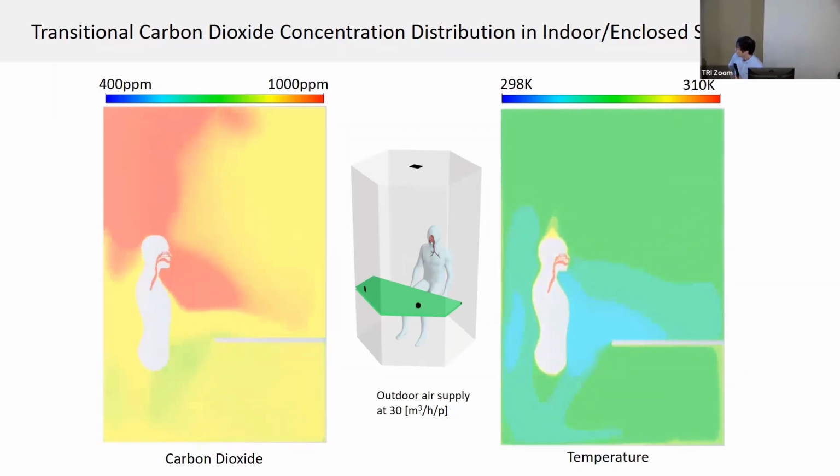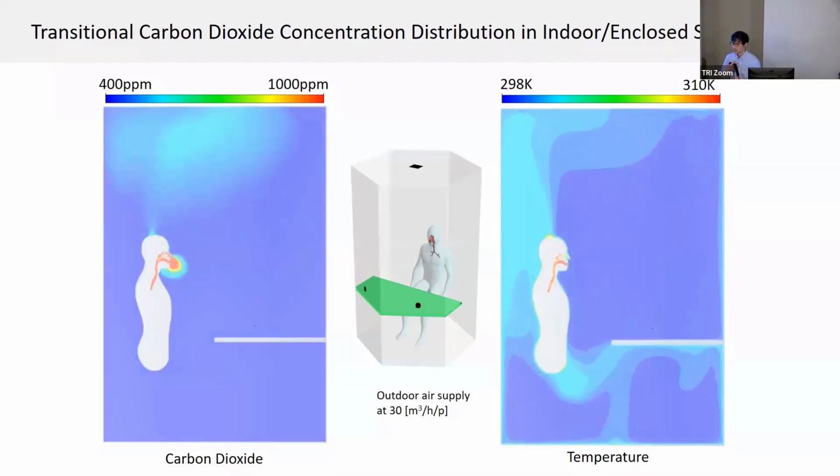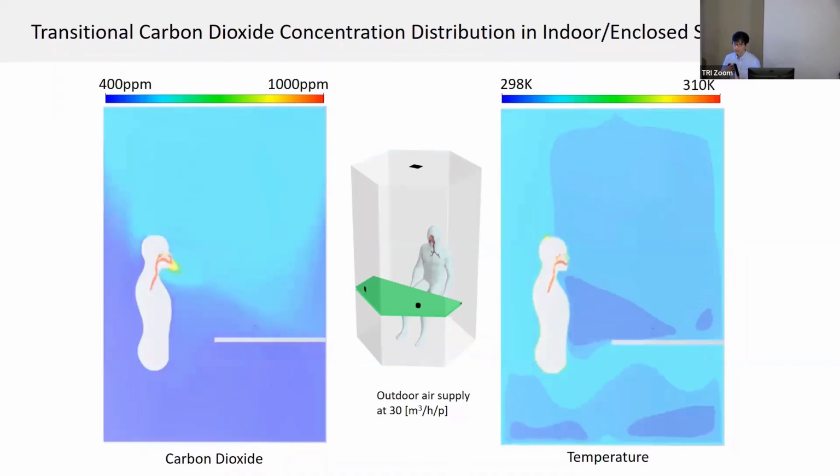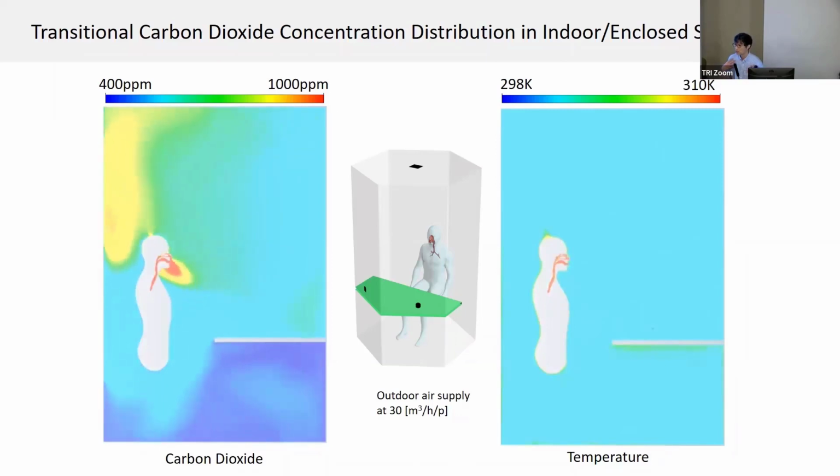The right-hand side figure shows the transient simulation of temperature change in indoor environments. A human body is a heat engine, a heat generator, because of metabolic heat generation. Therefore, relatively high temperature distributions form around the human body because of the thermal plume around the human body.